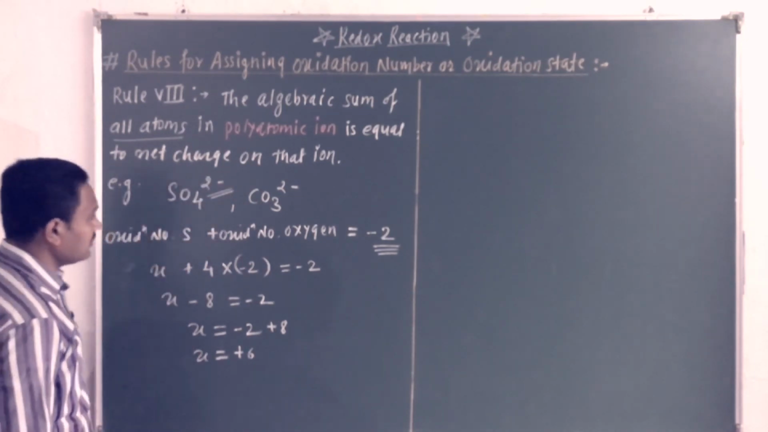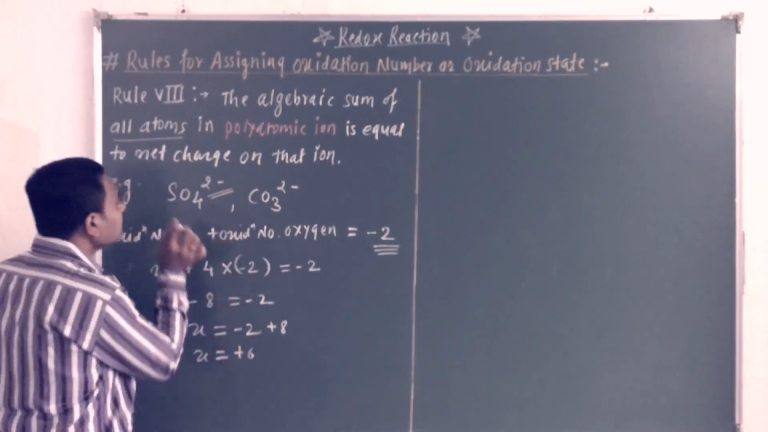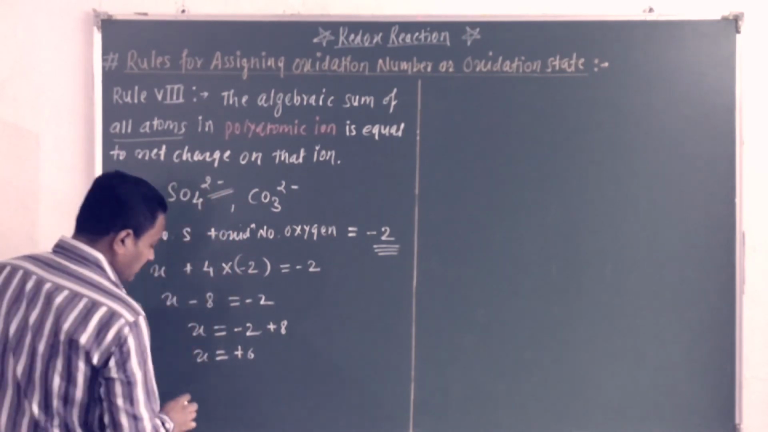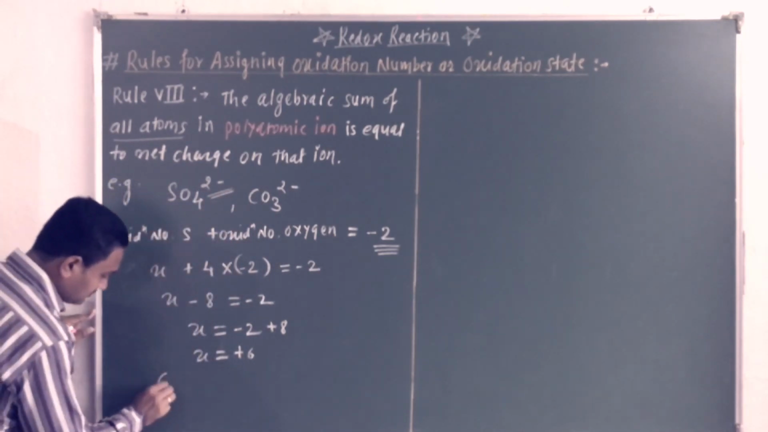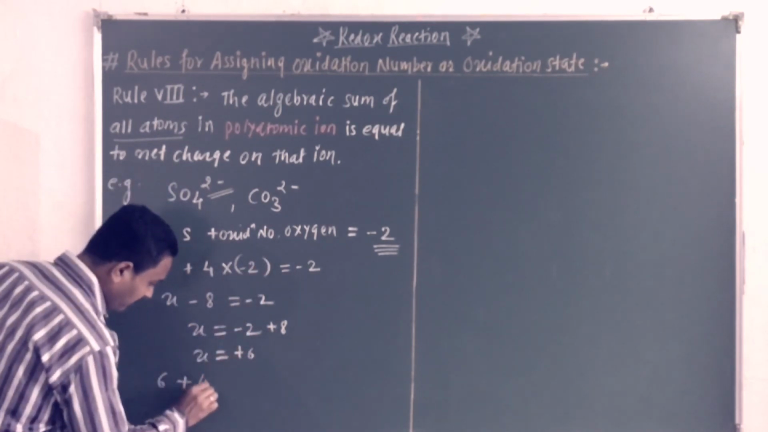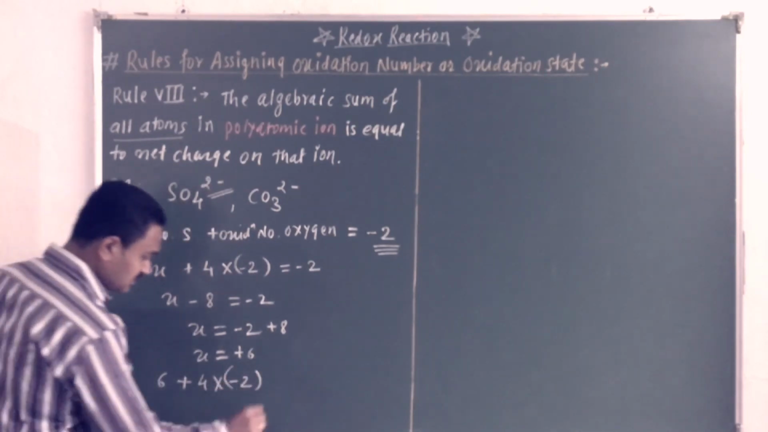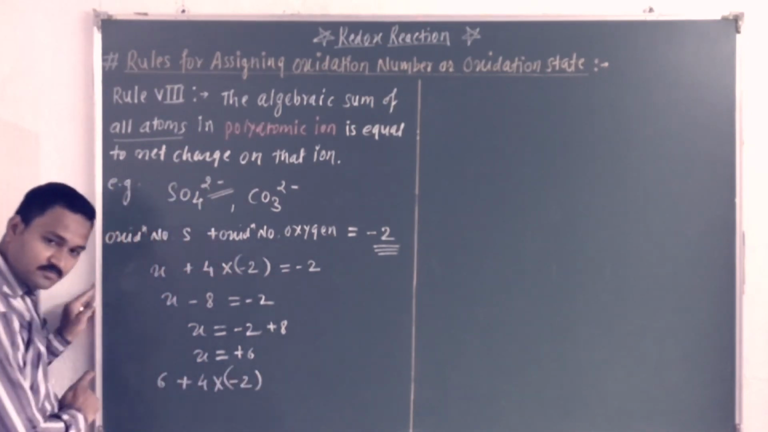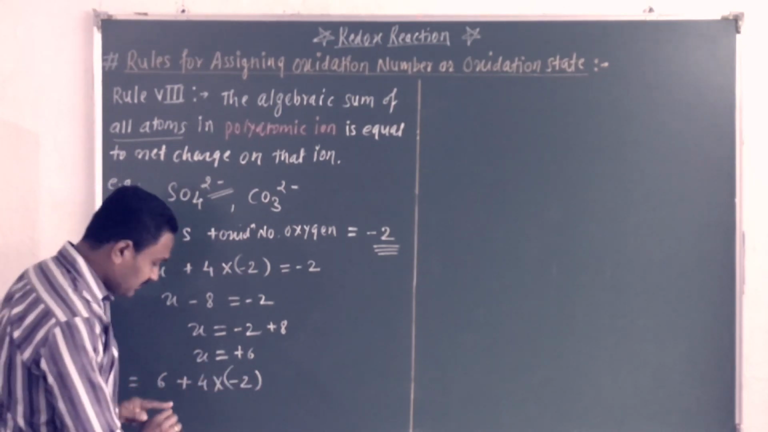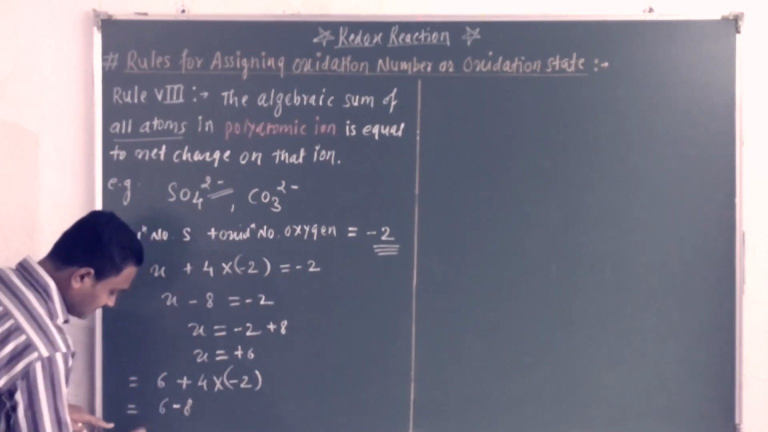Now let us check whether, if we put this value here, the charge equals -2. Obviously the oxidation number of sulfur is 6. The oxidation number of 4 oxygen atoms, and we know that each oxygen atom shows oxidation number -2. Now let us consider a simple mathematical calculation. We know that +6 minus 8 will be equal to -2.